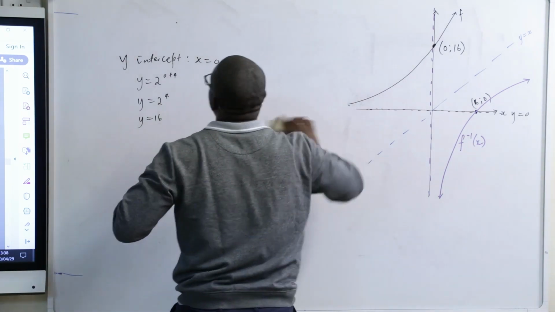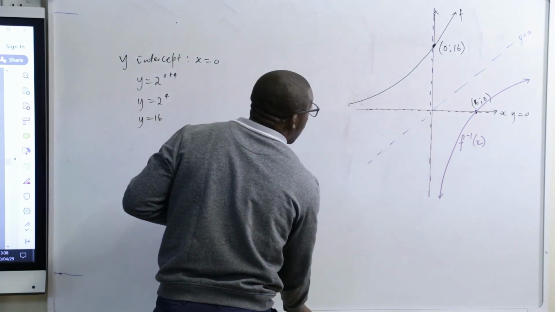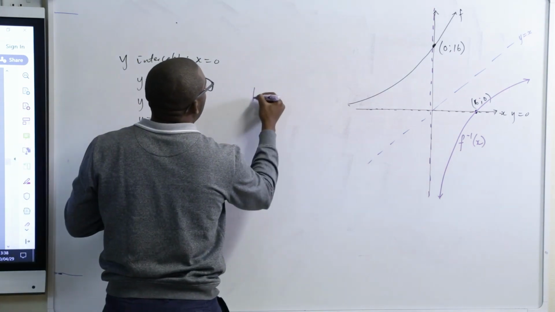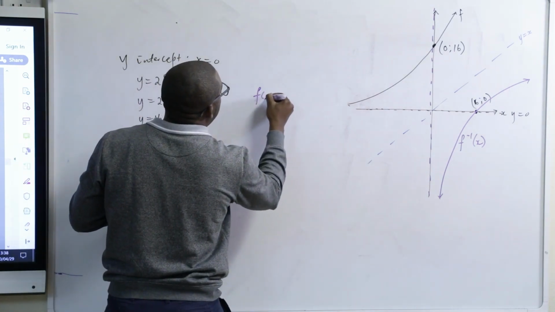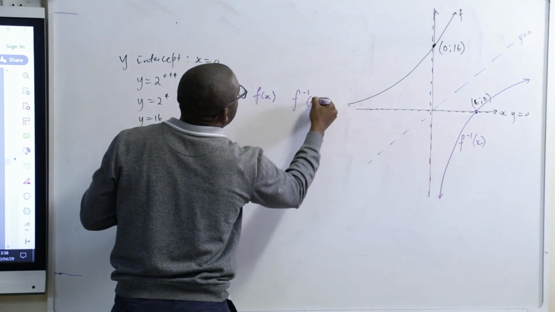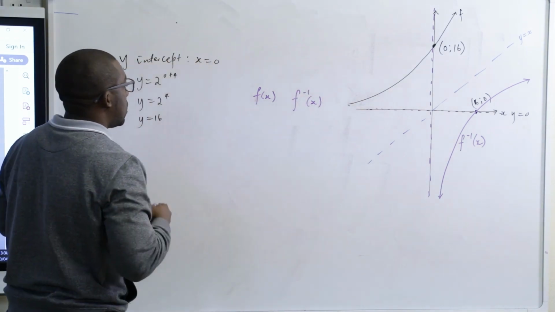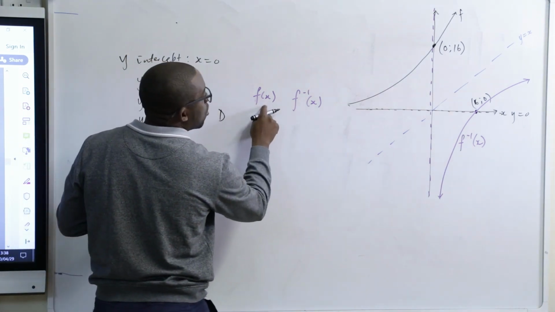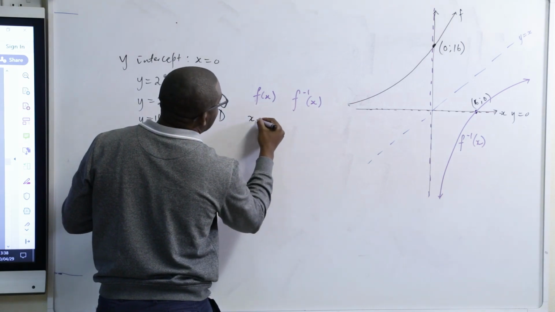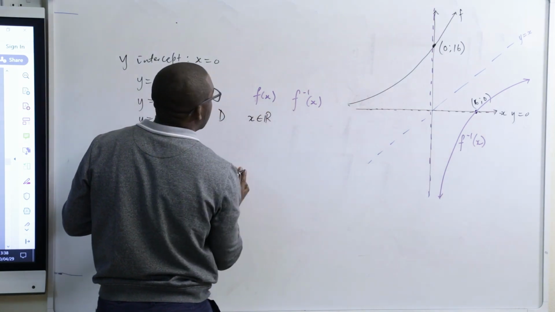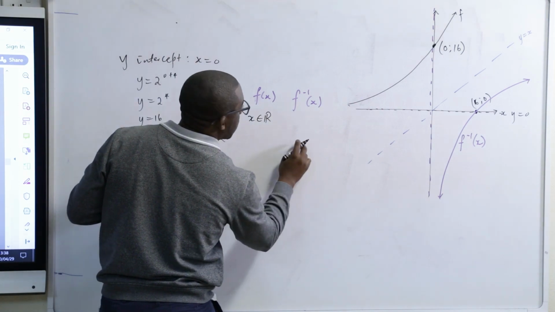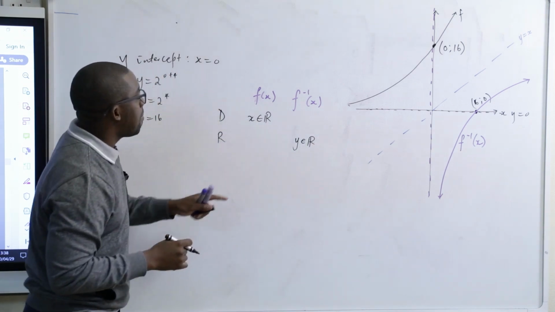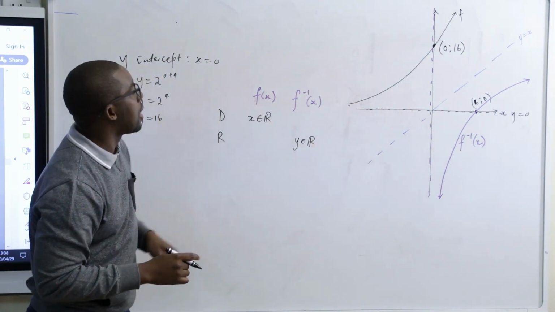There are a couple of things that we also need to analyze. What happened to the domain and the range? So, domain, we have f of x and f to the minus 1 of x. In terms of domain, the domain of this one was x in real. It becomes the range of this one, which is y in real. I merely interchanged x and y.